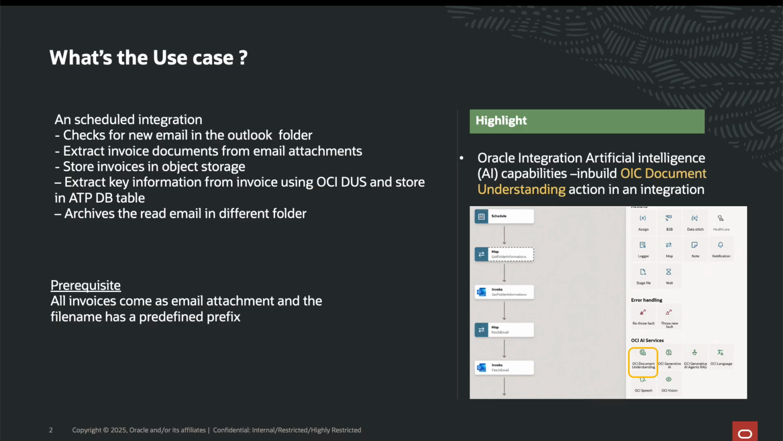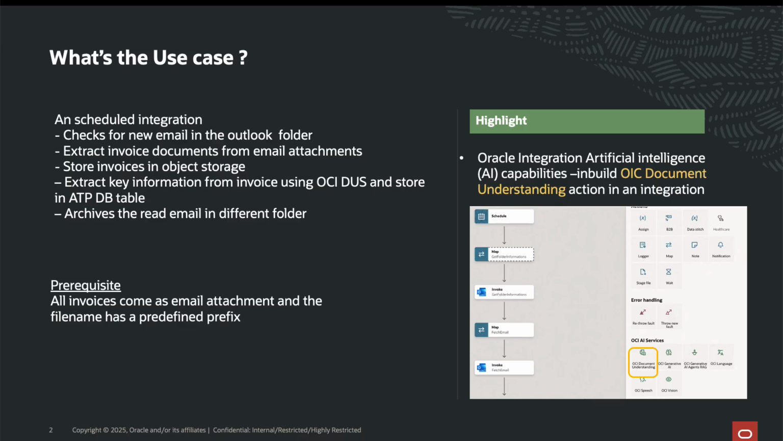So for the integration to understand which files are actually the invoice document files, those files should have a predefined prefix. Now the highlight of this solution is the OIC Document Understanding action, which is now available in the component palette of the OIC design console. Right, you don't need to create a separate REST connection or anything. That option is right there for you to drag and use it.